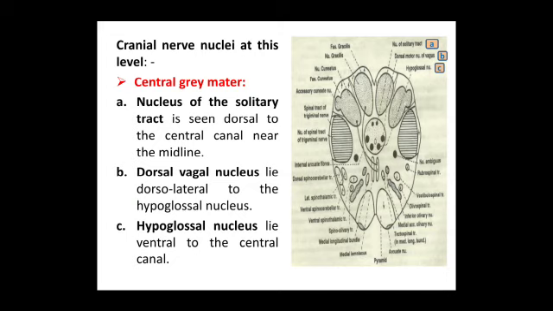You can see various cranial nerve nuclei at this level. In the central grey matter, most anteriorly, which is depicted as C, that is the hypoglossal nuclei, lie ventral to the central canal. Then dorsolateral to it is the dorsal vagal nuclei, and in the central grey matter posteriorly placed is the nucleus of the solitary tract.